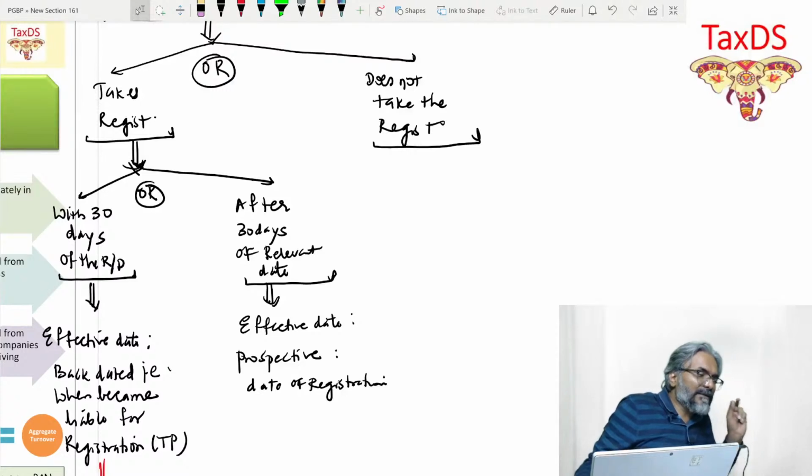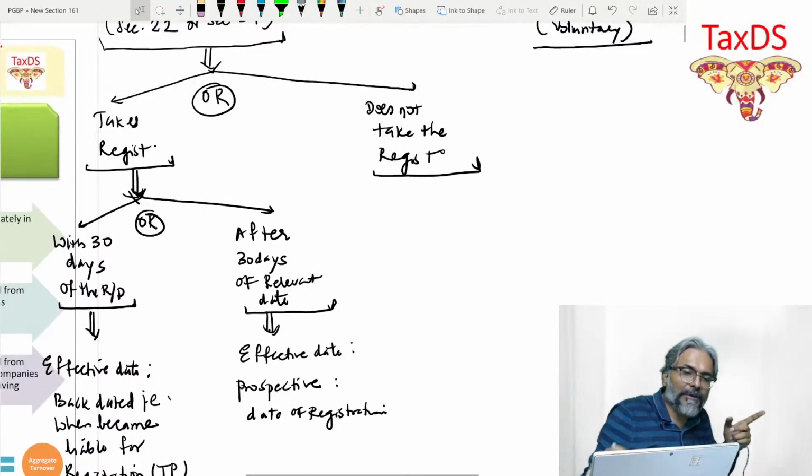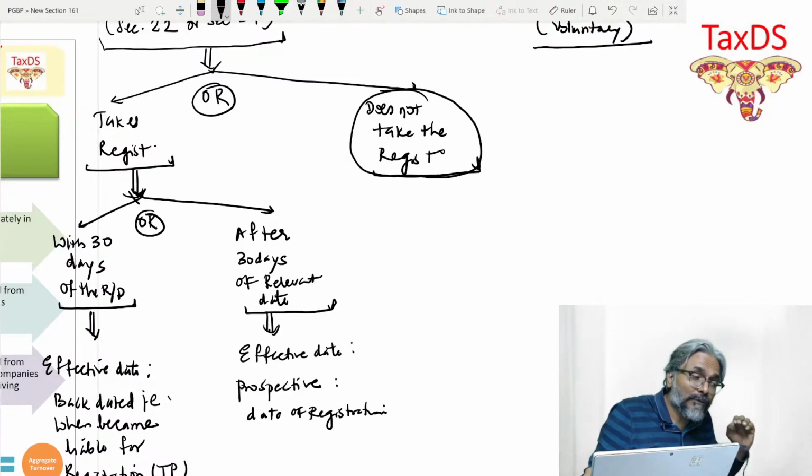Now, if he does not take registration, students, what does it imply? In the second chart, it means that you are liable, but you have not taken the registration. So how will it be found out, students? It will be found out by the department. Very soon, the department is going to find out, through search, investigation, or inspection, that you were a taxable person, you were required to get yourself registered, but you have not got registered.